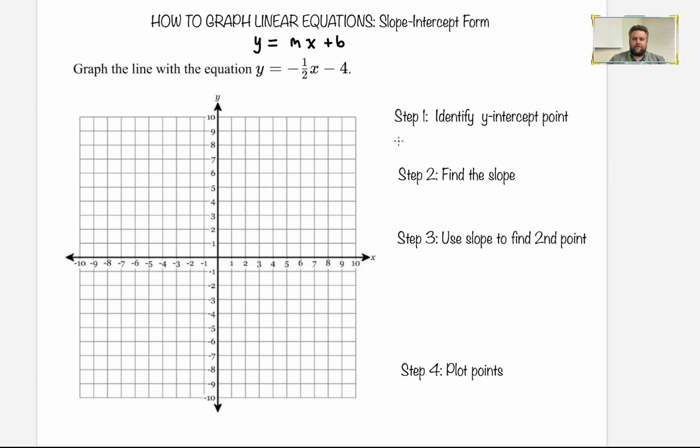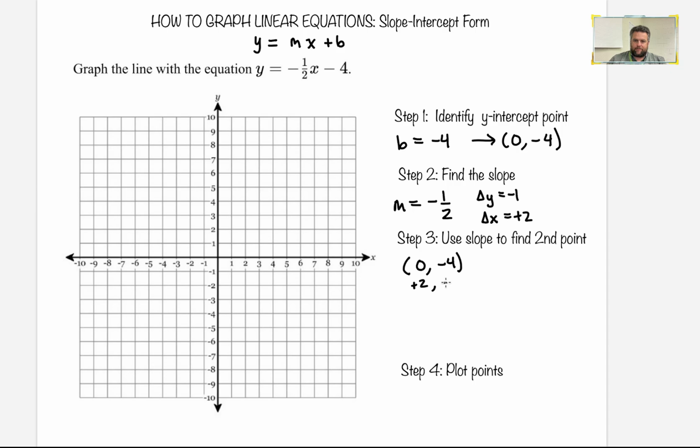First step is to identify the y-intercept. B is equal to negative 4, and we need it as a point, so it's at (0, negative 4). Step 2 is to find the slope. Slope is negative 1 over 2, so that tells us the change in y is negative 1, change in x is adding 2. So we're going to simply subtract 1 from the negative 4, add 2 to the 0 to make a second point. From (0, negative 4), by adding 2 to the x and subtracting 1 from the y, we're going to end up with the second point of (2, negative 5).